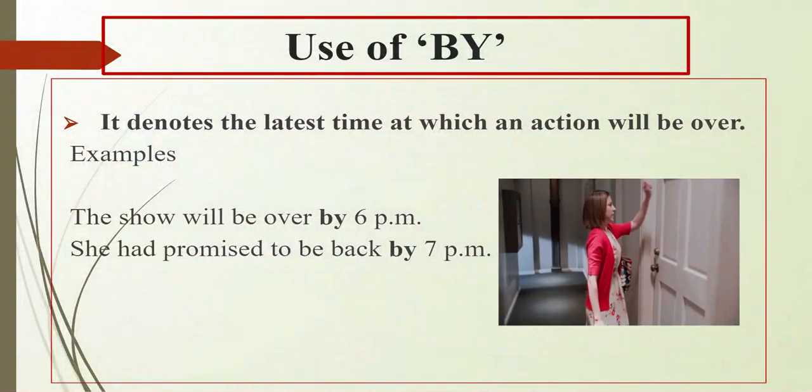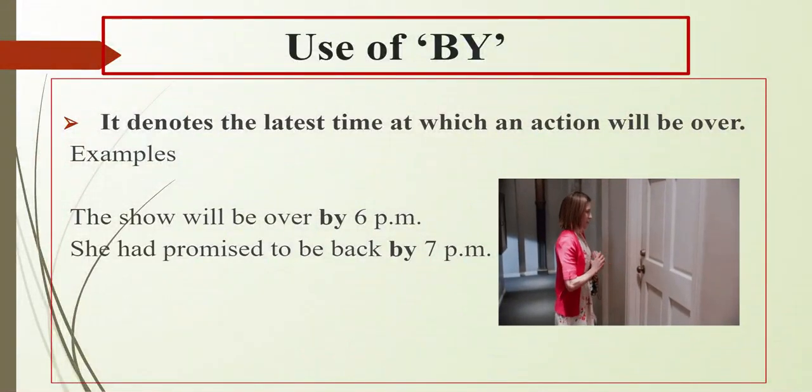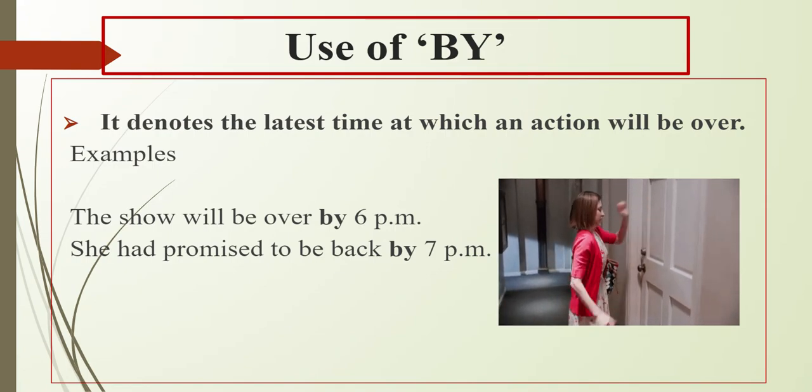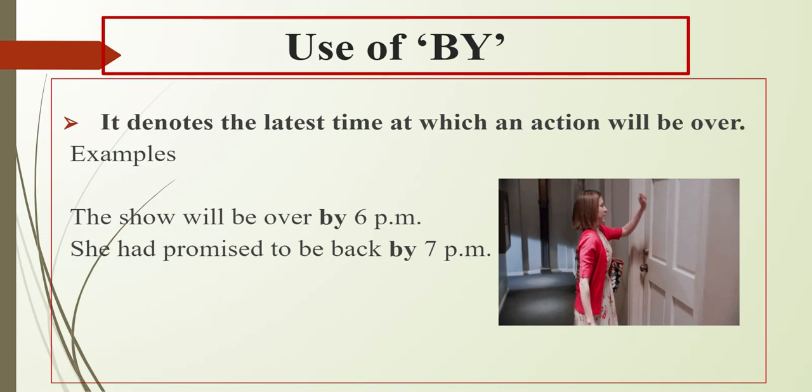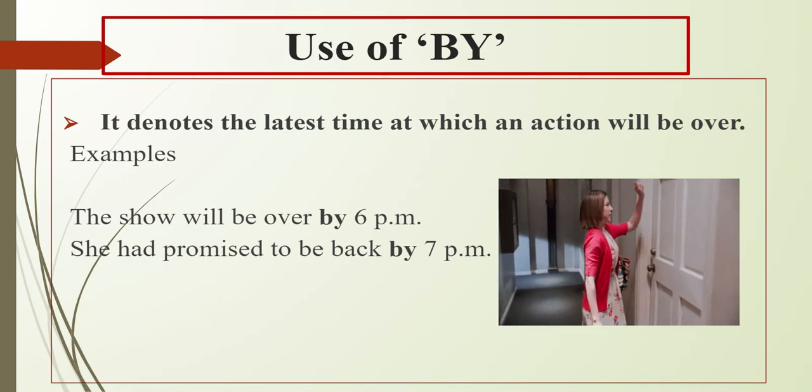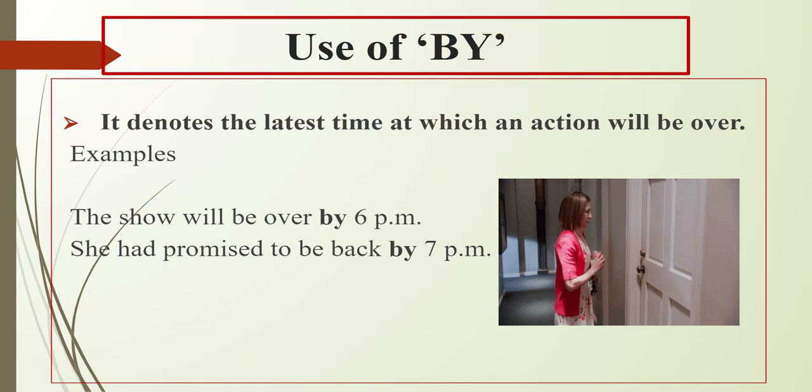By. Use of by. It denotes the latest time at which an action will be over. That I will be home back by 4 p.m. The show will be over by 6 p.m. So here we are saying the preposition by is used to tell the time at which an action will be over. So here you need to be very clear where to use on, in, for, and by.